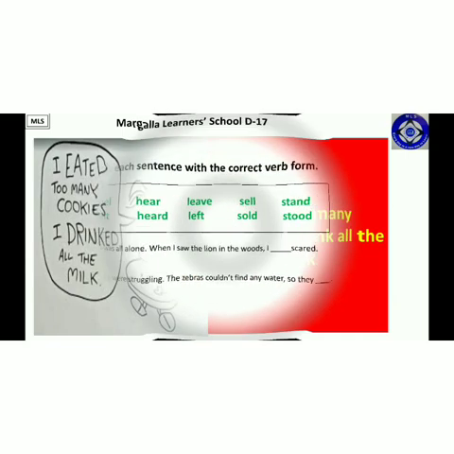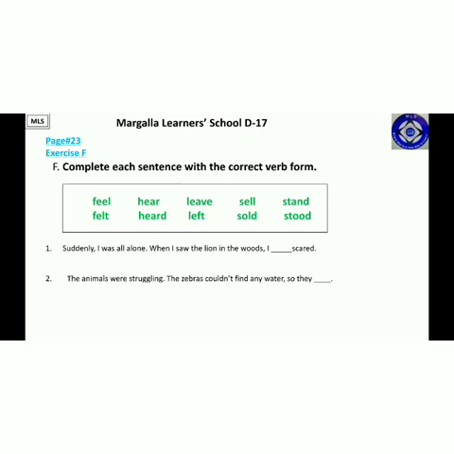Let's move forward. Come to page number 23, exercise F. It says to complete each sentence with the correct form of the verb. Here we are given the words with which we would be filling the blanks: feel, felt, hear, heard, leave, left, sell, sold, stand, stood. Now we would read the sentence and identify whether this sentence is in the present tense or past tense. If it is present tense, then we would be using the first form of the verb, and if it is in the past tense, then we would be using the second form of the verb.